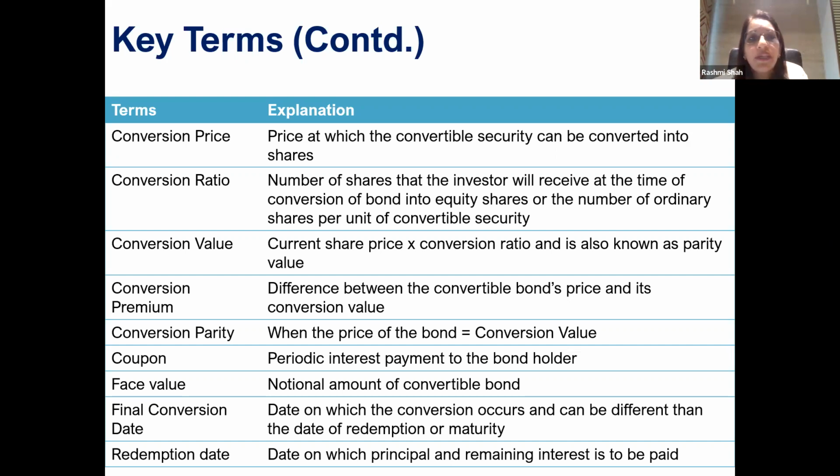Finally, the conversion value. We did conversion price, we did conversion ratio. Now conversion value. Studies also say that it's called the parity value. So the current share price, when you multiply it with the conversion ratio, we get the conversion value. The conversion value of a convertible instrument is equal to the conversion ratio multiplied by the equity share price or value. So now if the current share price is 50 and the conversion ratio is 5:1, what is the conversion value?